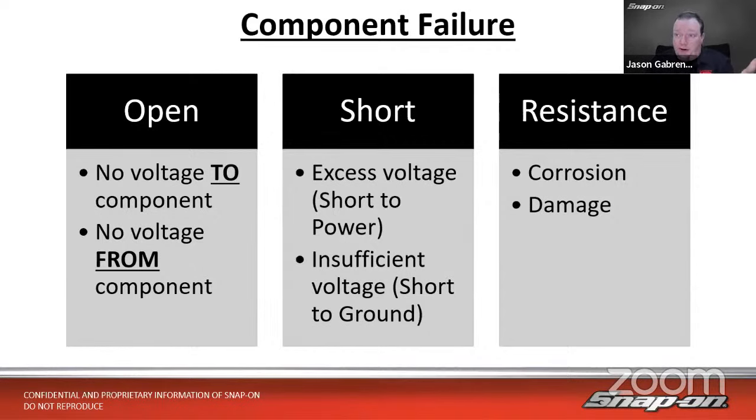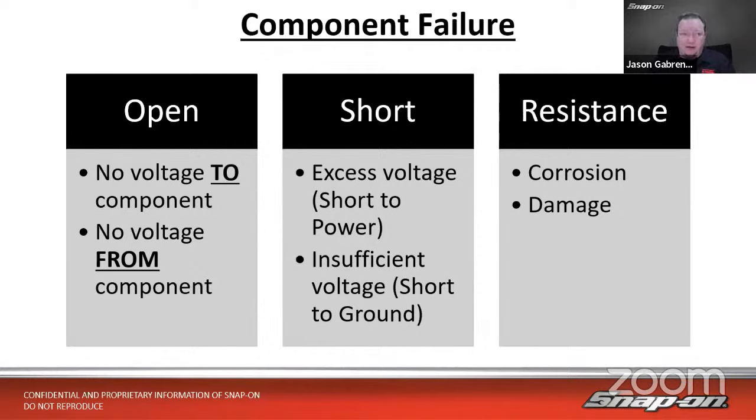Or we could have a short. So say we have an excess voltage, a short to power. Say I've got a 5-volt and a 12-volt line rubbing next to each other in the harness, and they're shorting together, and now I have 9 volts or 10 volts going to the component. That's a problem, excess power. Or insufficient voltage. If I have a short to ground somewhere in the system, it could pull down multiple sensors depending on where that short to ground is, shunting the voltage off. Instead of having 5 volts, now I have half a volt.